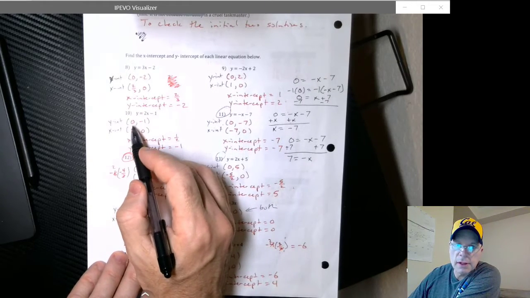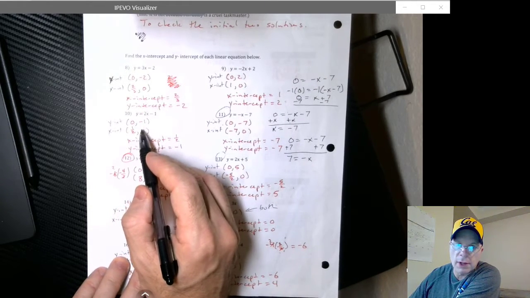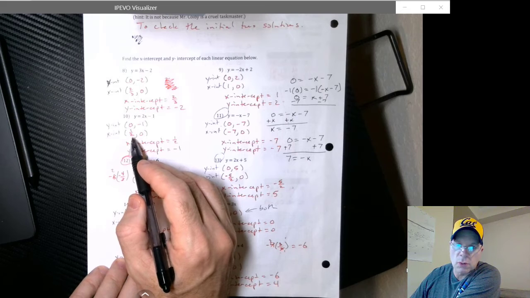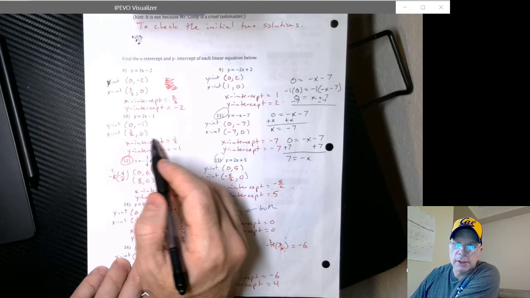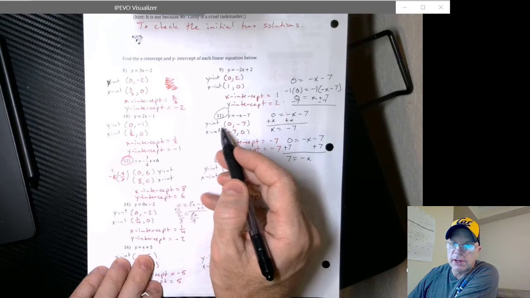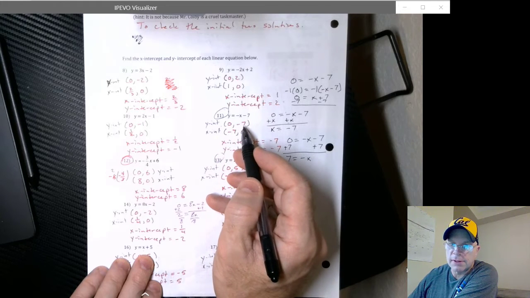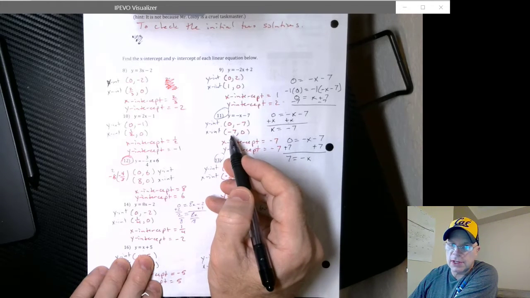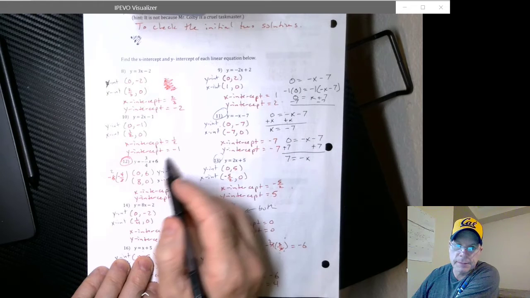Number 10, the y-intercept is (0, -1). The x-intercept is (1/2, 0). 11 was on the video. The y-intercept is (0, -7). The x-intercept is (-7, 0).